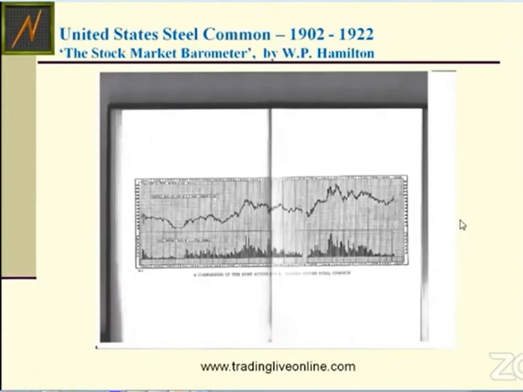This chart is from a book that I have, with a 1922 copyright, by W.P. Hamilton. We're looking at a chart that goes from 1902 to 1922. You can see what I just said, that the markets only do one of three things. They go down, they go up, they go sideways; they range, and they trend. That's what they do.